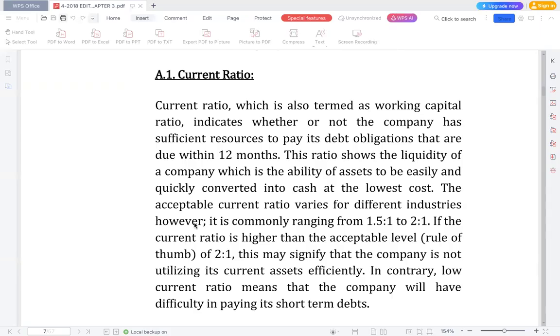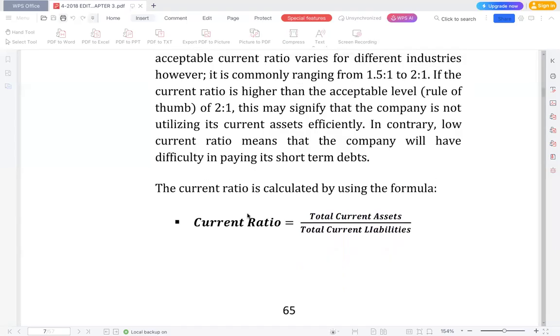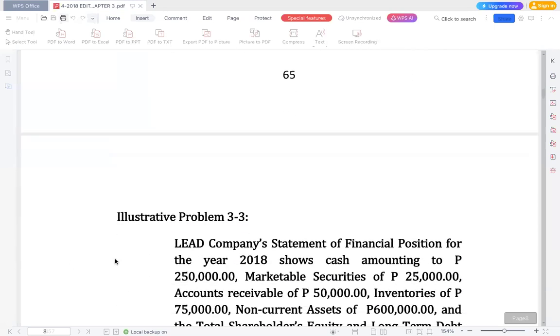The acceptable current ratio varies for different industry. However, it is commonly ranging from 1.5 is to 1 and 2 is to 1. If the current ratio is higher than acceptable level, this may signify that the company is not utilizing its current asset efficiently. In the contrary, low current ratio means that the company will have difficulty in paying its short-term debt. So how to compute current ratio? We have here the formula. Total current asset, divide this by total current liability.